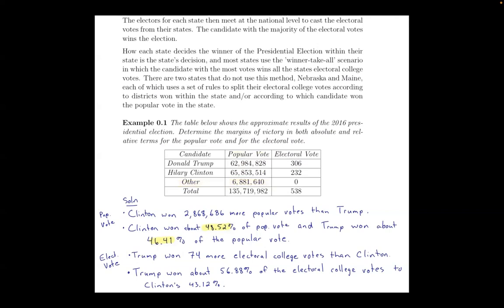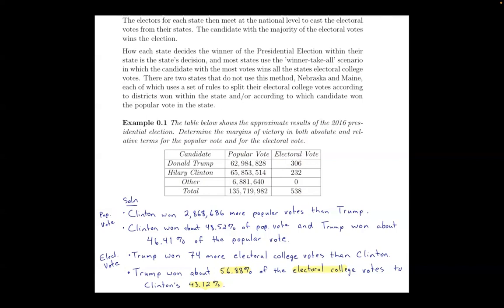Okay, so let's look on the other hand at what happened in the electoral vote. So Trump won 306 electoral votes to Hillary Clinton's 232. So he won 74 more Electoral College votes than Clinton did. So clearly that puts him ahead of Clinton in that case. Now, as a percentage, Trump won 56.88%. This is approximate. This is 306 divided by 538 to get that percentage. So he won 56.88% of the Electoral College votes, whereas Clinton won 43.12% of the Electoral College votes.